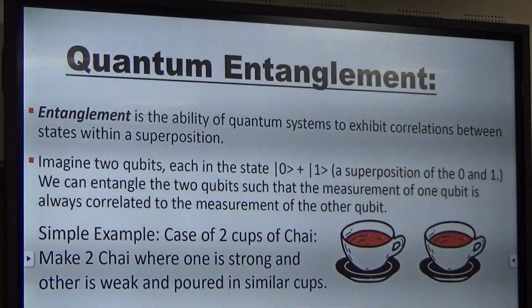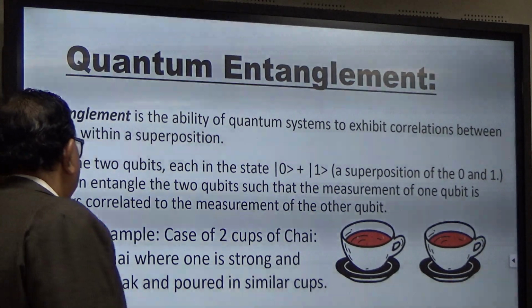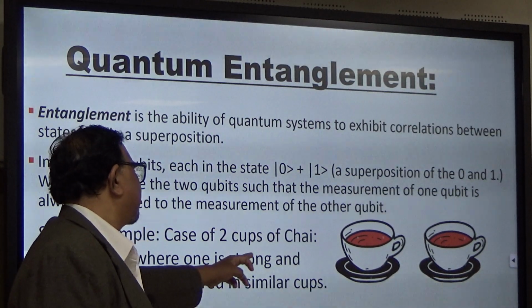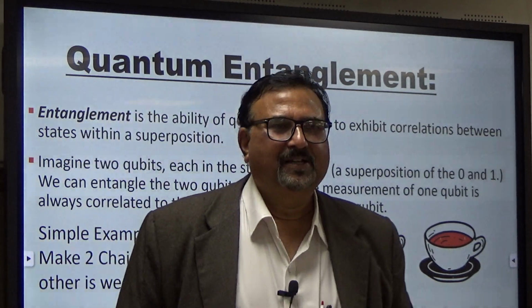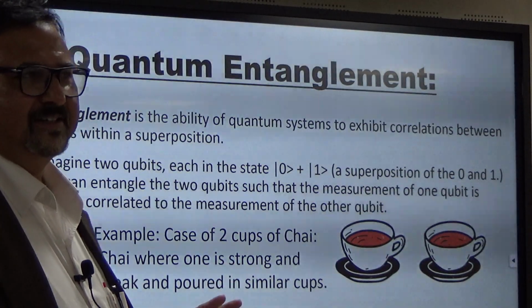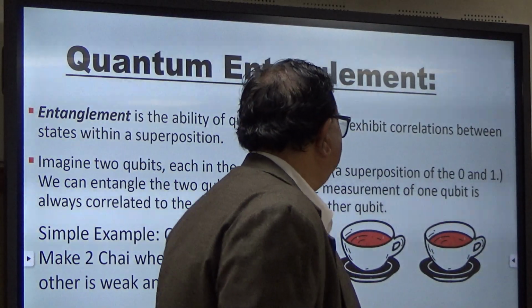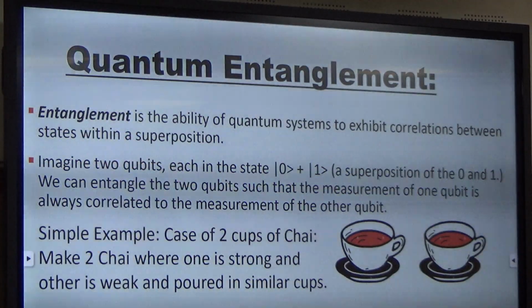When I was talking about quantum entanglement, entanglement is the ability of a quantum system to exhibit correlation between two superpositions, which I already told you. A simple example is the case of two cups of chai, where one is strong and another one is weak, and they are poured in similar cups. So when we see from the outside, the chai looks identical, but their nature is different, though they belong to the same. So this is a very simple representation for explaining the most complicated process of quantum entanglement.